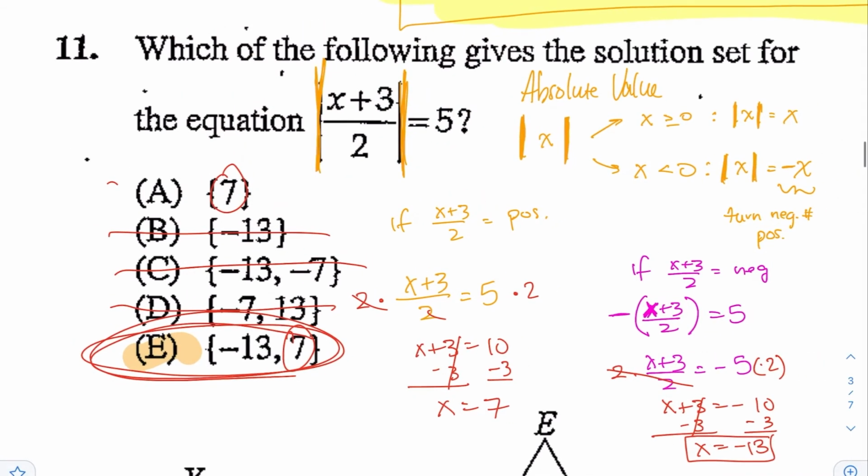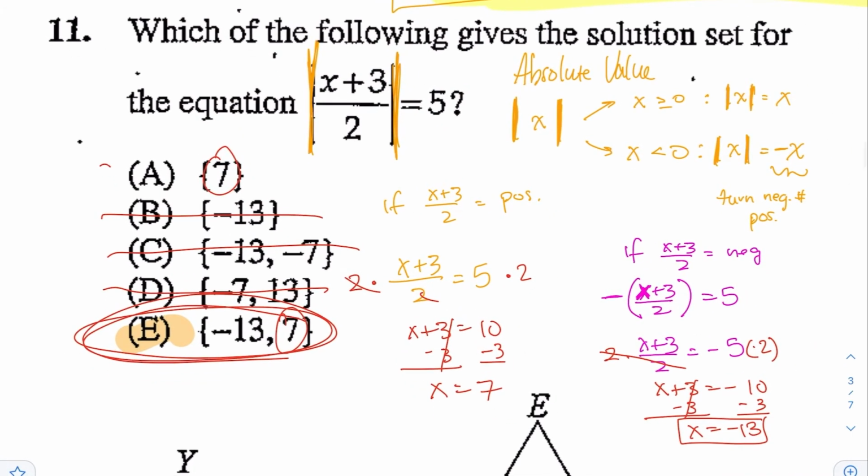So this is how you solve absolute value equations. Again, just be careful if you have an inequality, because if you multiply by -1, you gotta flip the sign.